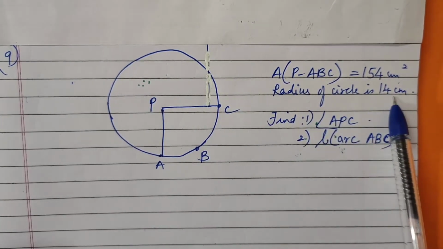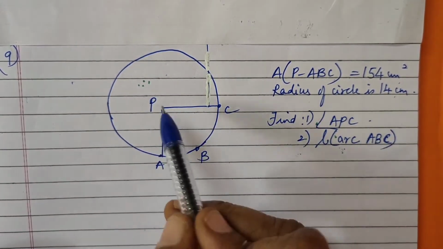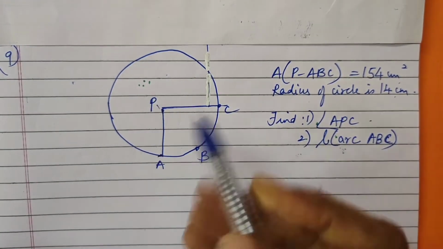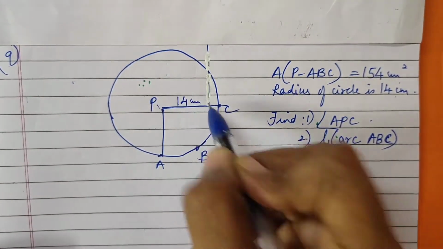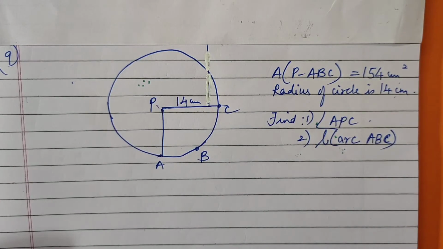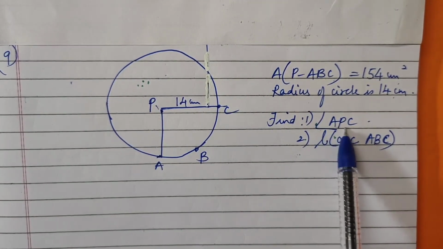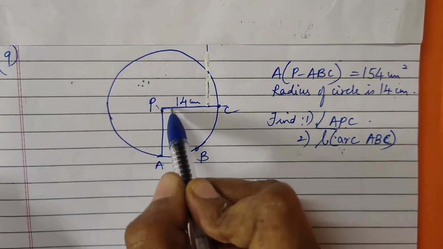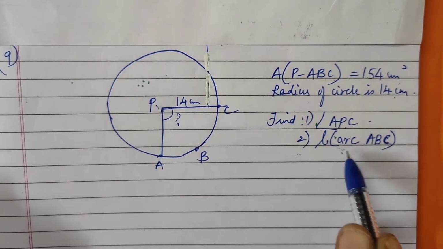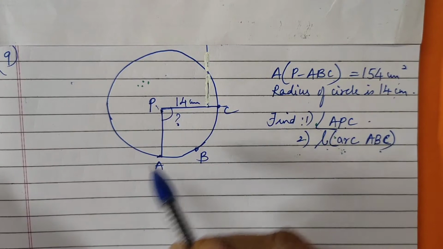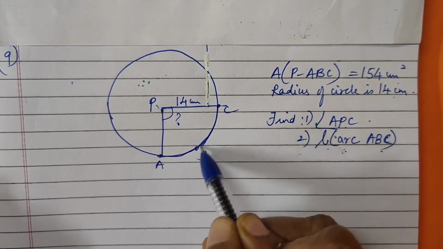Right? And the radius of the circle is 14 centimeter. That is, this is also a radius and this is also a radius. So 14 centimeter is given. Now, here what we have to find is angle APC. That is, they are asking what this is, and one more, the length of the arc ABC. They have asked this also here, right?